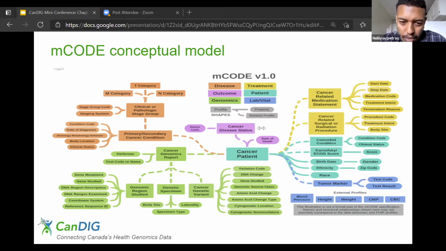And also in blue, the right bottom corner, we see the laboratory tests that include tumor marker tests, which have test code and test result elements. In addition, we see complete blood count and comprehensive metabolic panel as depicted by CBC and CMP respectively. So mCODE provides a common standard and language to collect oncology data.